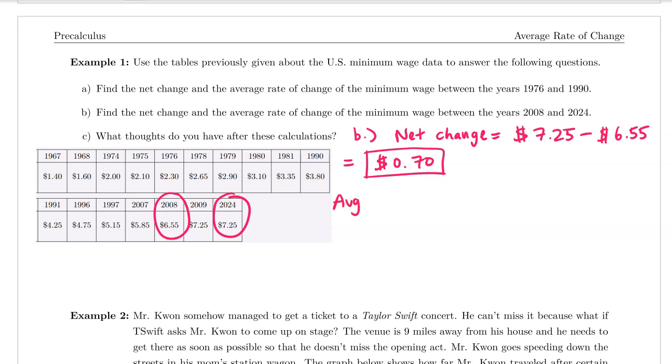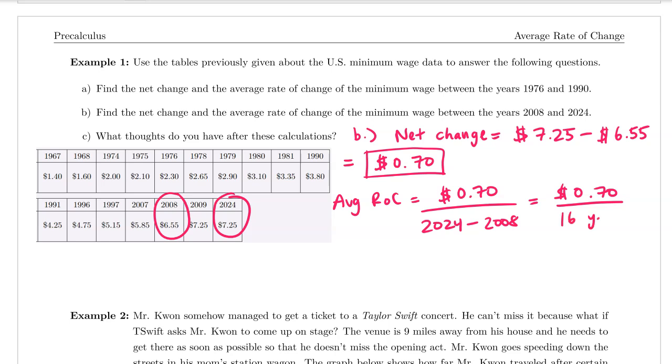Then we want to calculate the average rate of change, which is equal to the net change, which was 70 cents, divided by the difference in the years, 2024 minus 2008. So that is equal to 70 cents over the span of 16 years. Then we want to go ahead and simplify this by dividing.